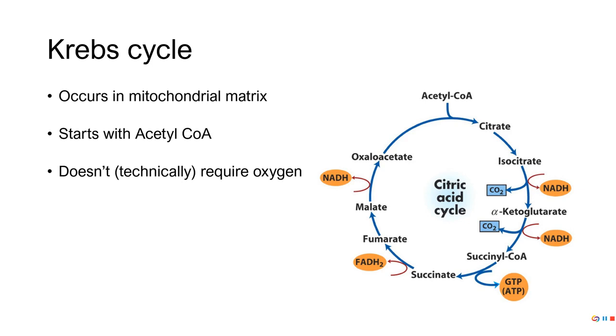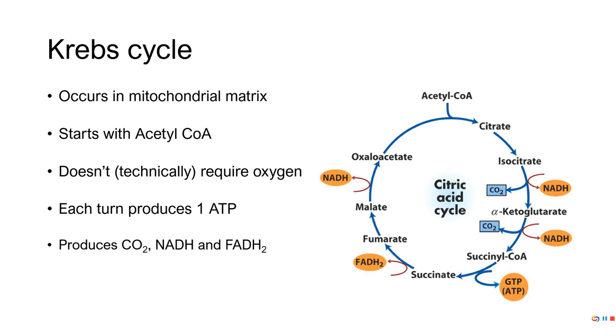If oxygen is available, then pyruvate will be created at the end of glycolysis, which can then be converted into acetyl-CoA. If oxygen isn't available, then lactate will be formed, which means acetyl-CoA will not be formed. Now, each molecule of acetyl-CoA can go through one full cycle of the Krebs cycle, which results in the formation of one molecule of ATP, as well as some carbon dioxide, NADH, and FADH2.